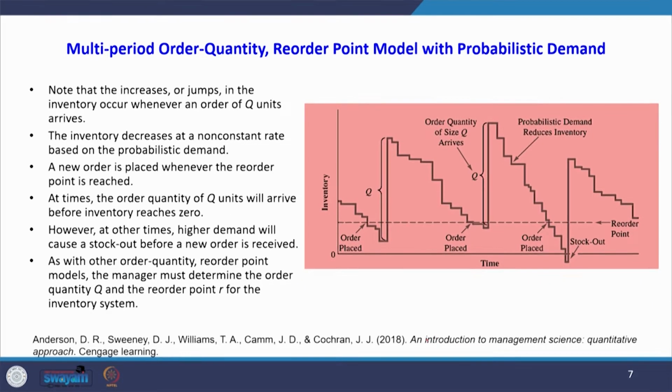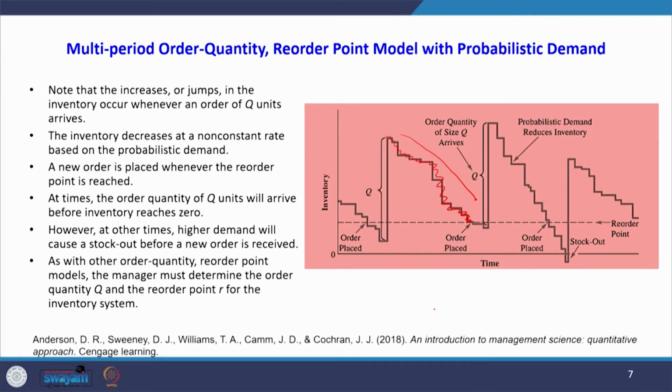Note that the increase and jumps in the inventory occur whenever an order of Q units arrives. You see that? There are jumps. Previously it was a straight line like this, but now there are jumps. So, the inventory decreases at a non-constant rate based on the probabilistic demand.